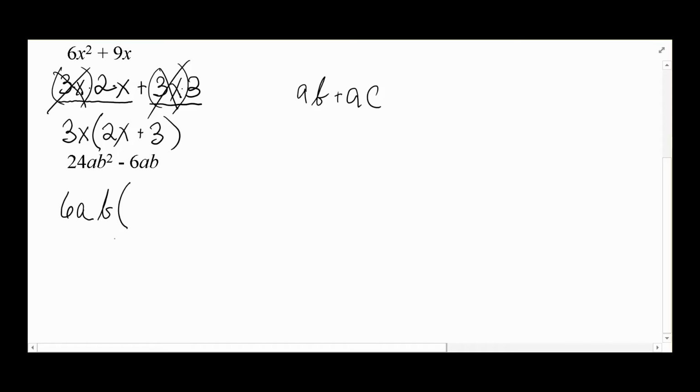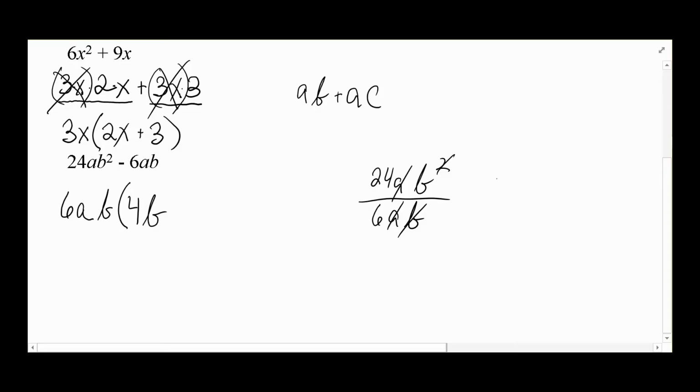Now to see what's left, if I had 24ab squared, and I factored out or divided out 6ab, 24 divided by 6 is 4. The a's are kind of gone though. There was an a there originally, I pulled it out. Now there were two b's there originally, and I pulled one of them out, so there's still a b there.